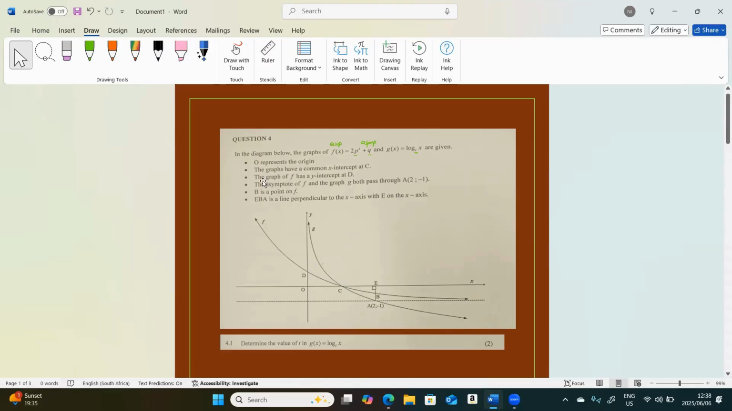Then the graph of F has a y-intercept at D. When we follow the graph of F, we see that it has a y-intercept, which is coordinate D. All of this is very basic, and we can see it on the graphs.